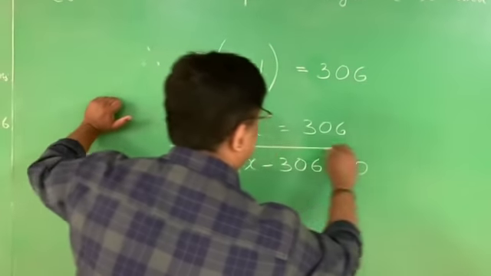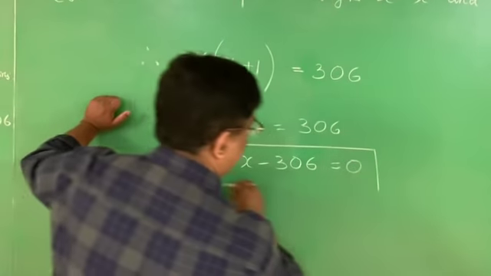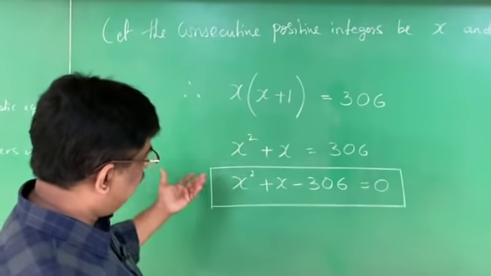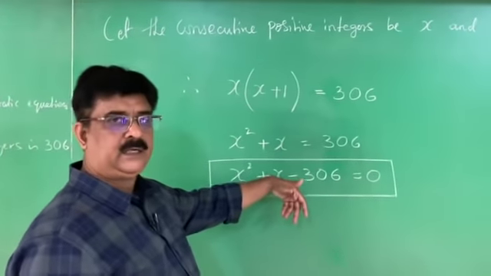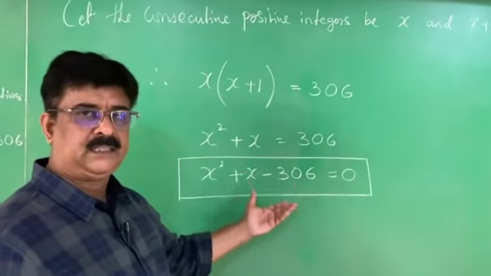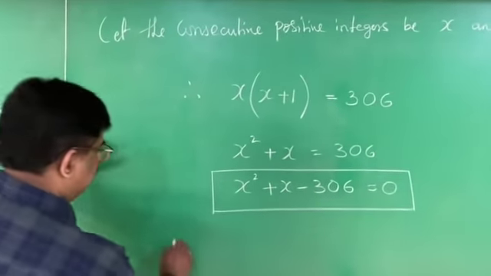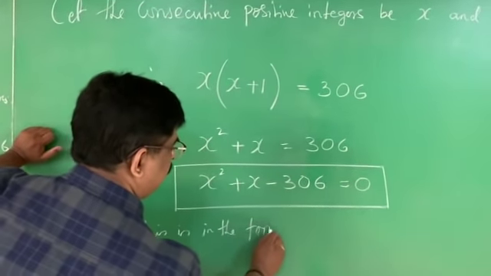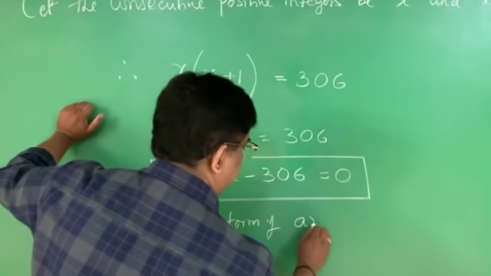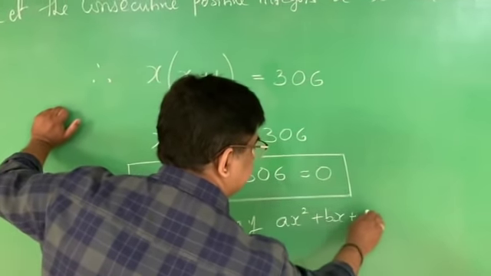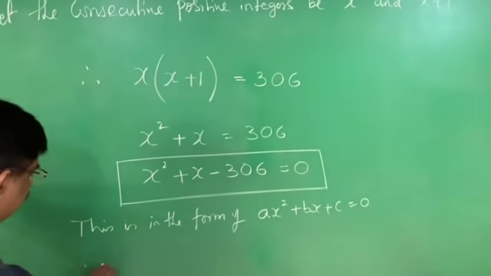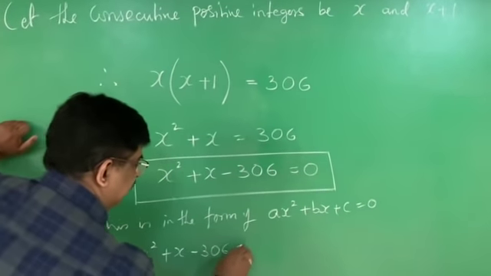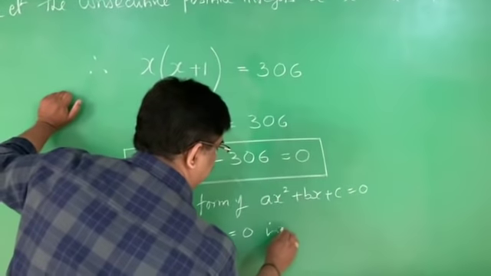This is the equation framed by using the statement given. They gave a statement, and we have made that statement into a quadratic equation, which is in the form of ax square plus bx plus c is equal to 0. Therefore, x square plus x minus 306 is equal to 0 is the equation.